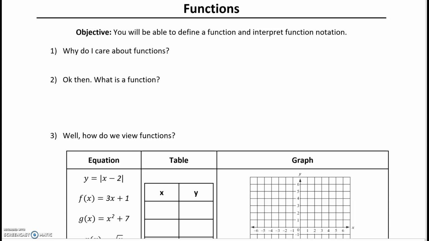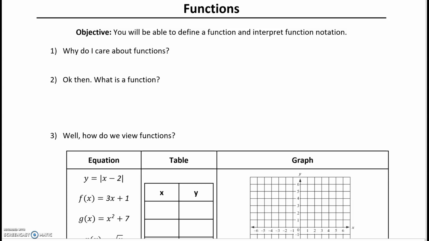Hey everyone, in this video we're going to have some fun with functions. Please don't hate me for saying that. Okay, so in this video you're going to be able to define a function and then interpret what function notation tells us. And you might be saying, why do I even care about functions?